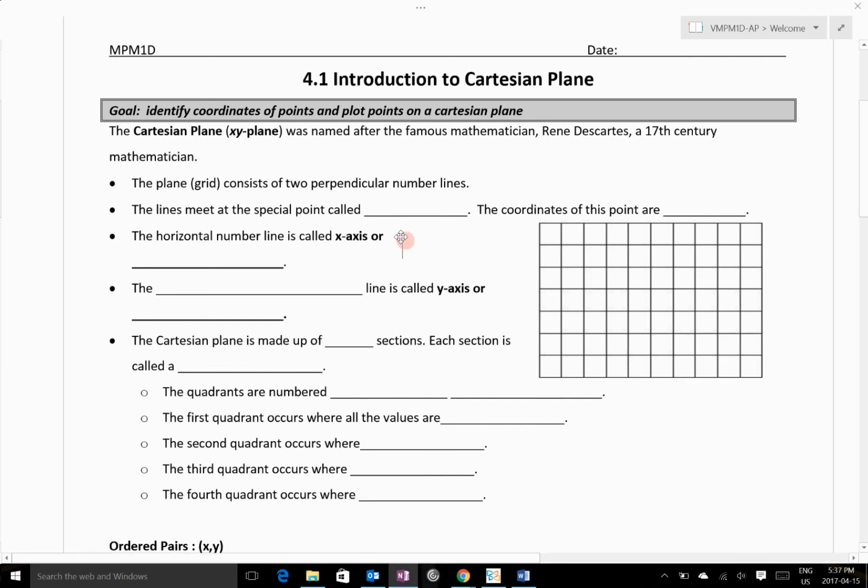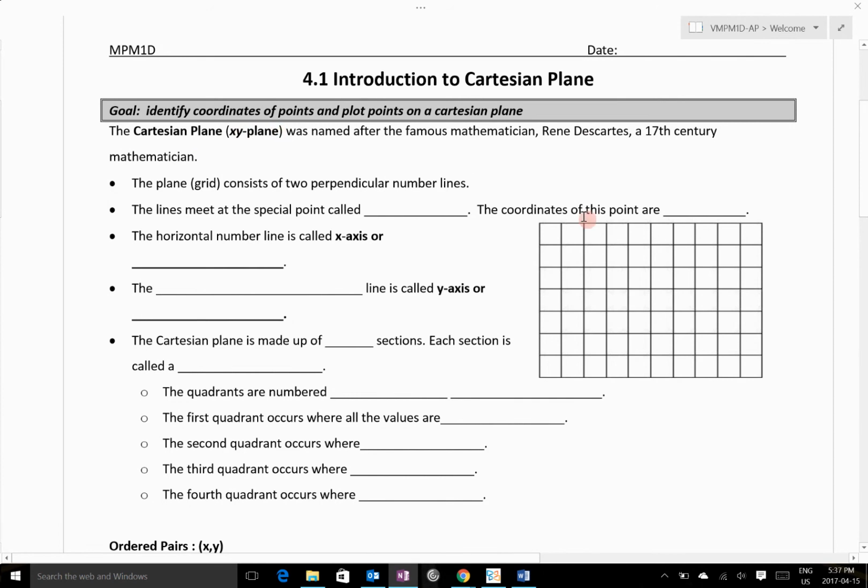4.1 Introduction to the Cartesian Plane. So in this lesson, I'm going to show you what this Cartesian plane is. It's a way for us to plot points and coordinates. The Cartesian plane itself came from a famous mathematician named René Descartes in the 17th century. We also sometimes call it the XY plane.